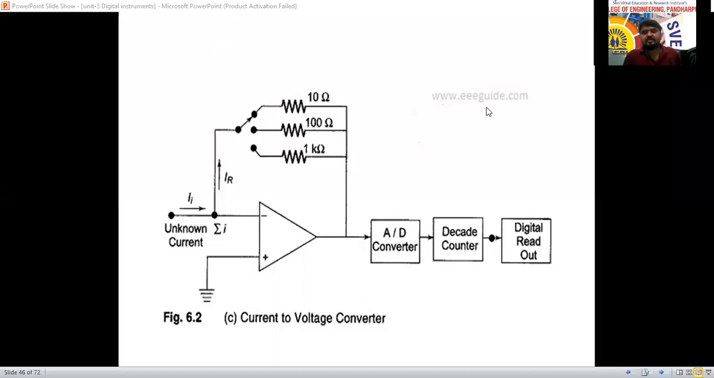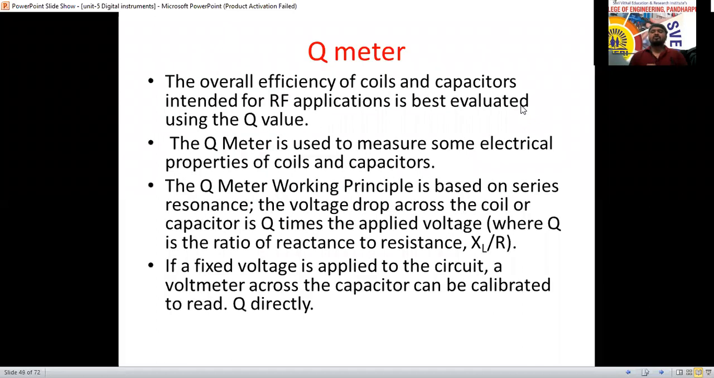No sir, okay. So one more topic we are going to discuss in today's class, that is called the Q meter. Q meter is nothing but a quality meter.